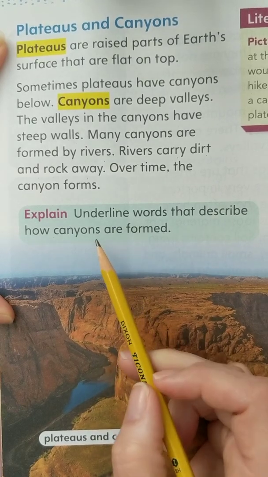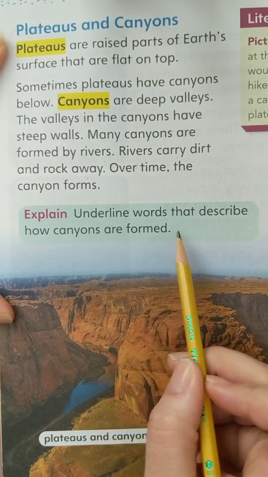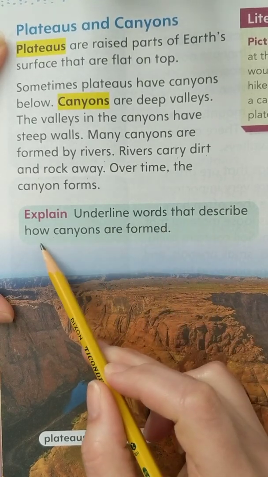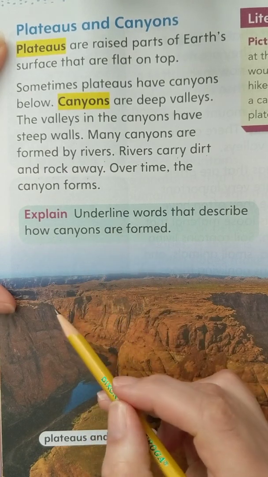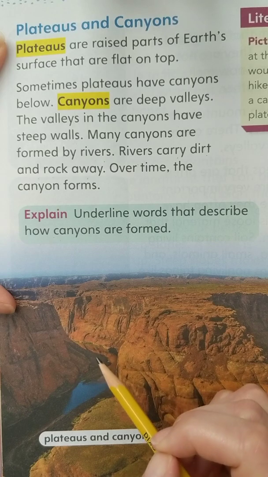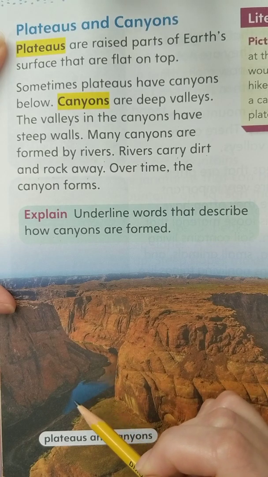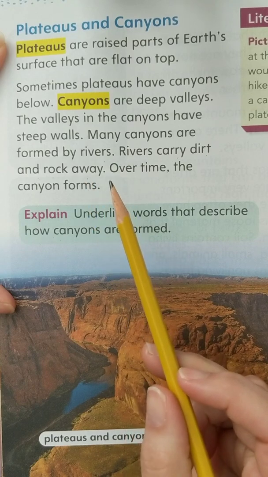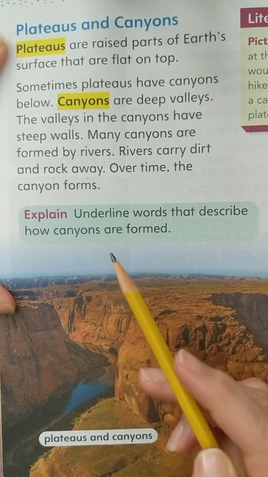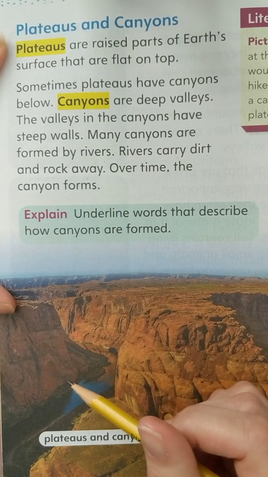All right, we're going to do this part here. Underline words that describe how canyons are formed. I don't want you to tell me that the rivers formed them. I want you to tell me, how did the river form this canyon? Underline your sentence here that tells me how the river did it, and then type in what you underlined in the box.